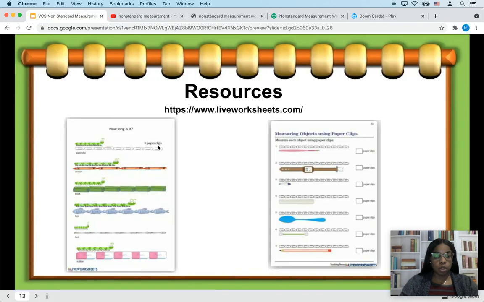In addition, you could also utilize liveworksheets.com, in which they'll be given an item, such as a caterpillar, and they can measure it with paper clips, crayons, erasers. Here, they have paper clips being measured by other items, such as a pencil or paintbrush, a watch, a safety pin, a spoon, and a pencil.